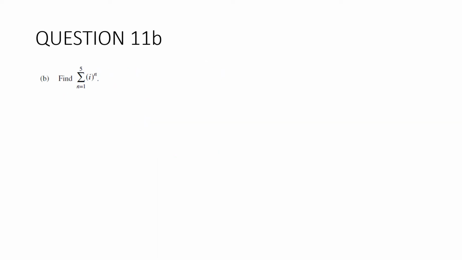11b, find the sum of i^n from n equals 1 up to 5. Okay, so substituting in various values of n, we've got i^1 plus i^2 plus i^3 plus i^4 plus i^5 equals i, take away 1, take away i, plus 1, plus i. What does this give us? i take away i, negative 1 plus 1, it is equal to i.